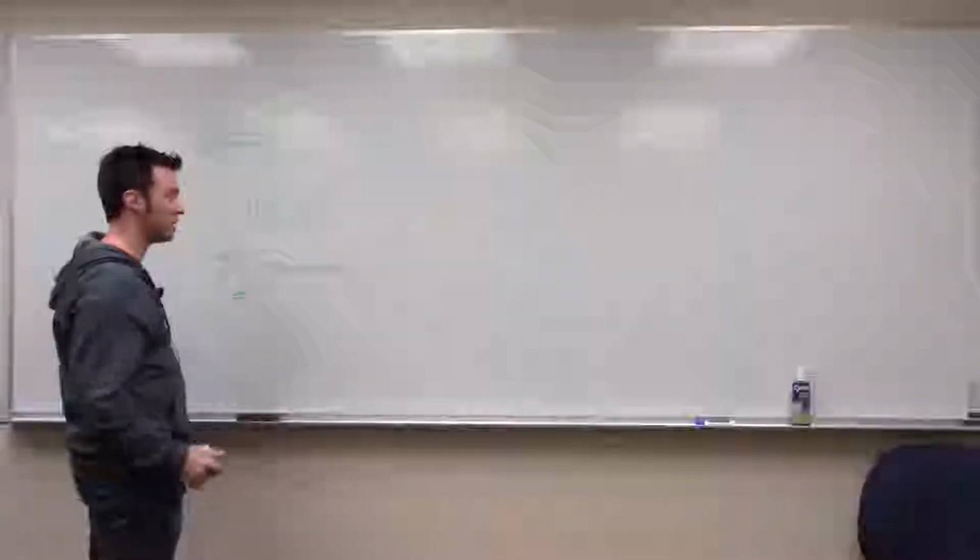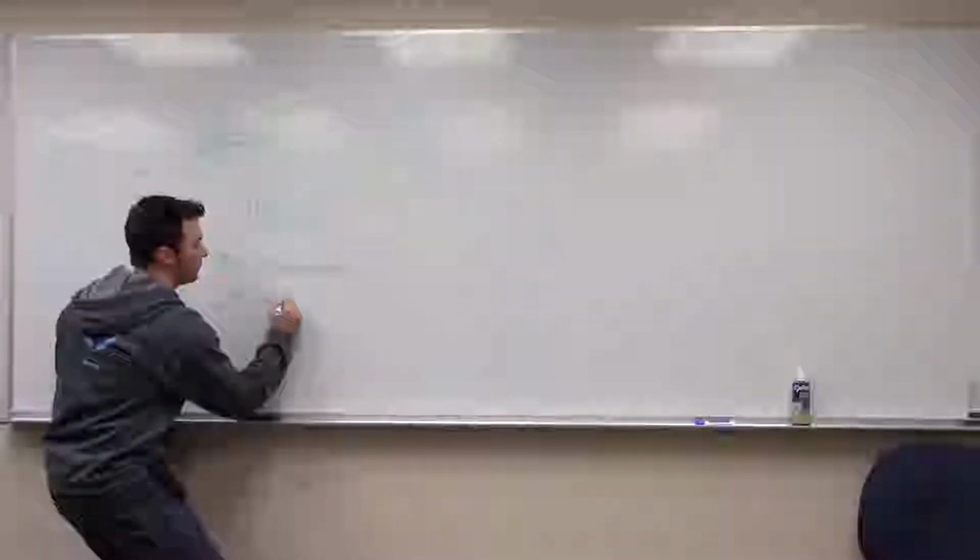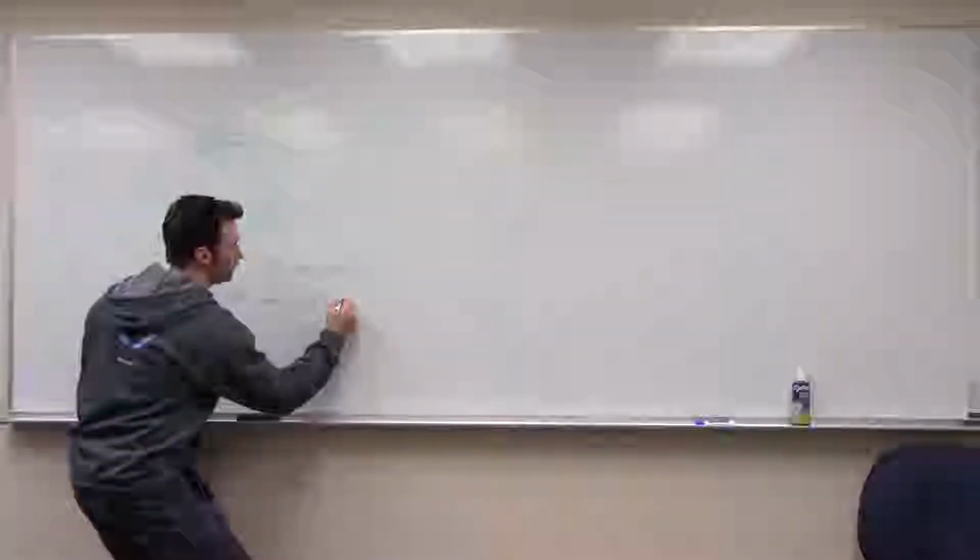So if we want to rearrange this, we're just going to add kx and c x dot to both sides. We've got m x double dot plus c x dot plus kx is equal to 0. All right, there's our equation of motion for the system.